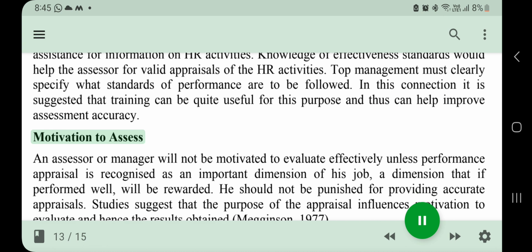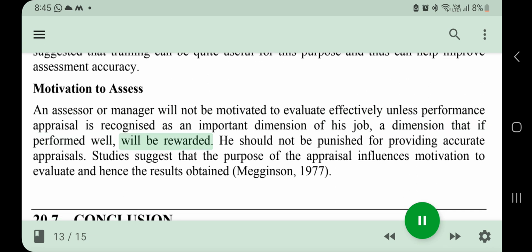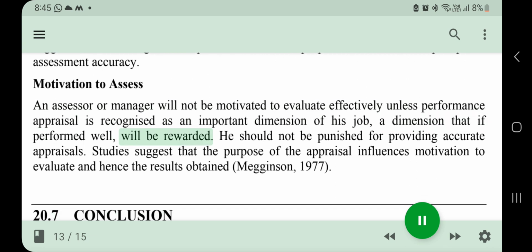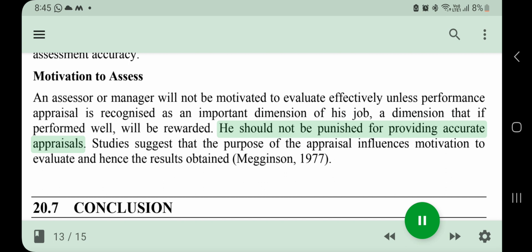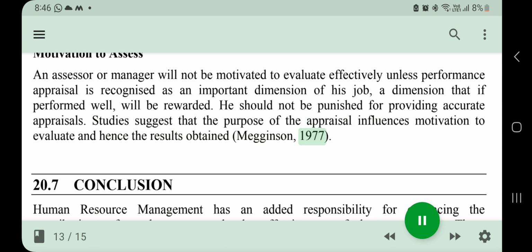Motivation to assess. An assessor or manager will not be motivated to evaluate effectively unless performance appraisal is recognized as an important dimension of his job, a dimension that, if performed well, will be rewarded. He should not be punished for providing accurate appraisals. Studies suggest that the purpose of the appraisal influences motivation to evaluate and hence the results obtained. Megginson, 1977.